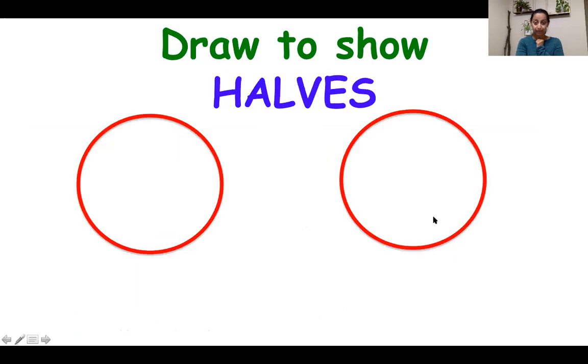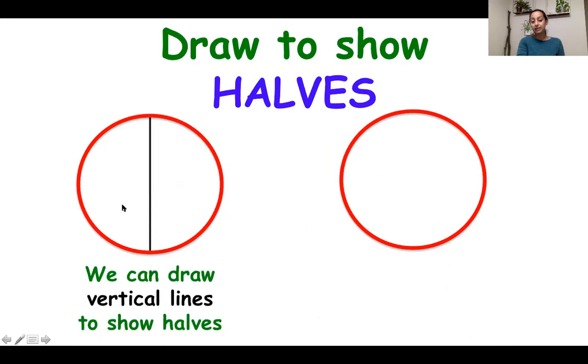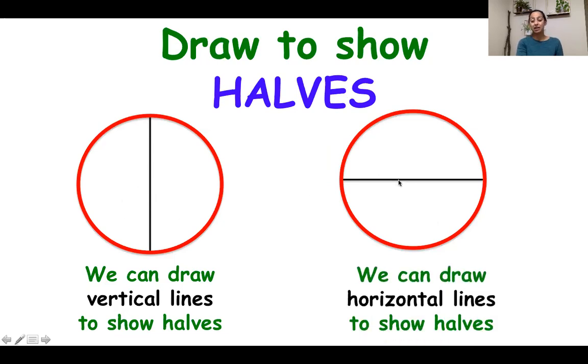Okay. Draw to show halves. We can draw vertical lines to show 2 equal parts, or halves, because remember, halves is 2 equal parts. So we can draw vertical lines to draw halves, or we can draw a horizontal line to show halves. Either way, it's 2 equal parts, or halves.